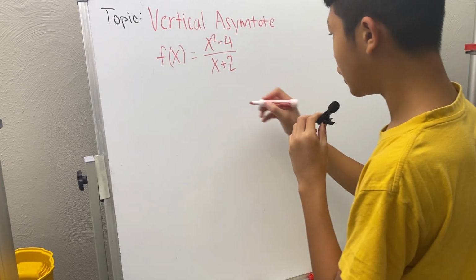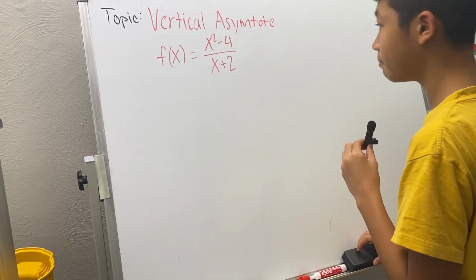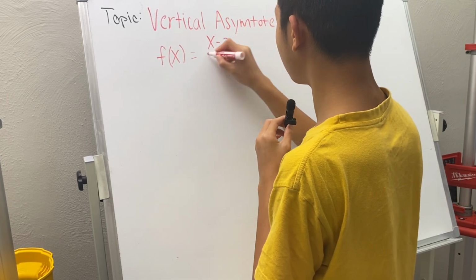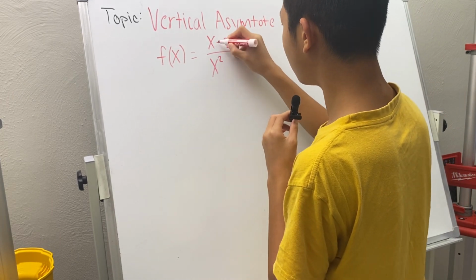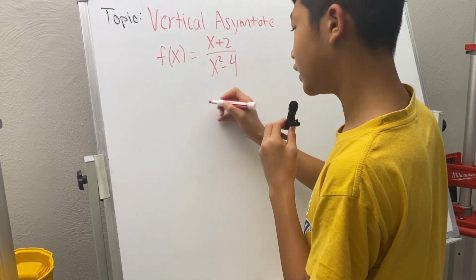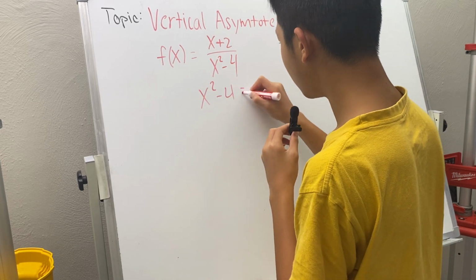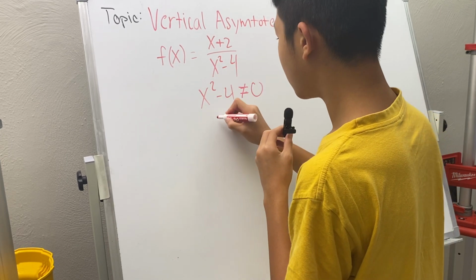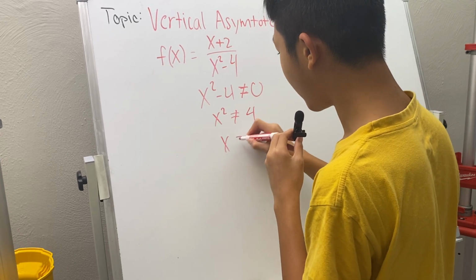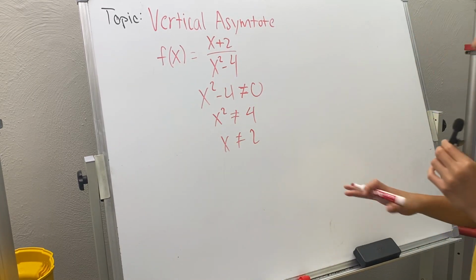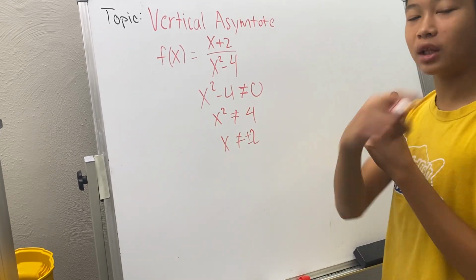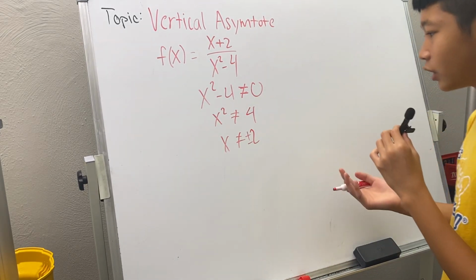Well, as you see, let's switch it a little bit, so minus. Let's set the bottom not equal to 0. So x squared cannot be 4. Take a square root of both sides, so x cannot be 2. Well, technically, yes, it is plus or minus. My bad on the last example. So it's plus or minus 2.